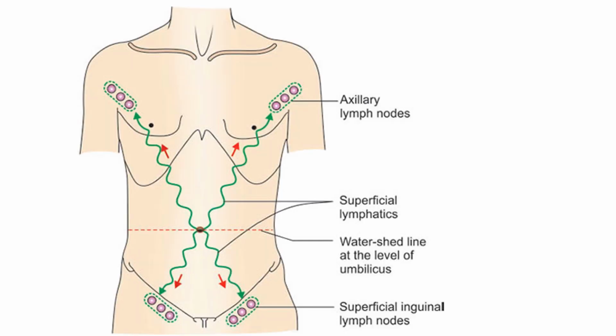Let us see that. In this picture, we can clearly see that above the umbilicus, the lymph is drained into the anterior axillary lymph nodes. Below the umbilicus, the lymph is drained into the superficial inguinal group of lymph nodes. This is the axillary lymph nodes, and here you can see the superficial inguinal group of lymph nodes.